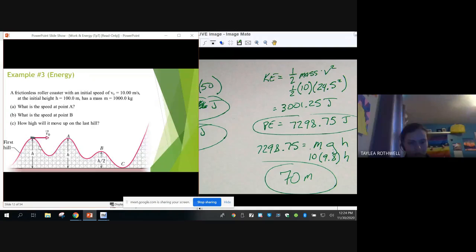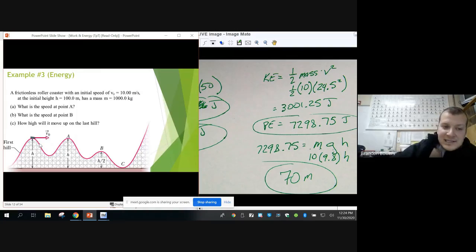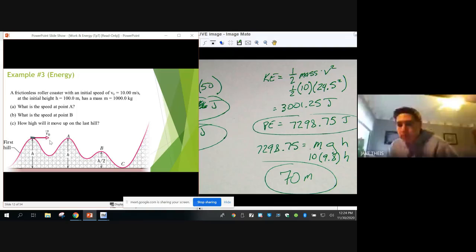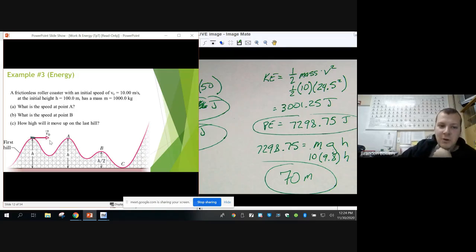All right. This is going to be our last example for today, and then we'll go have a little bit of practice. All right. So a frictionless roller coaster with an initial speed of 10 meters per second at an initial height of 100 meters has a mass of 1,000 kilograms. What is the speed at point A? What is the speed at point B? And how high will it move on the last hill?